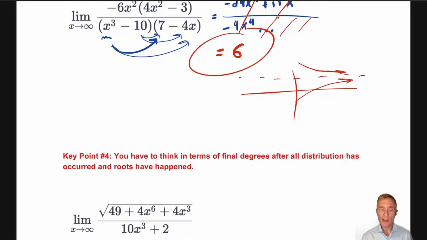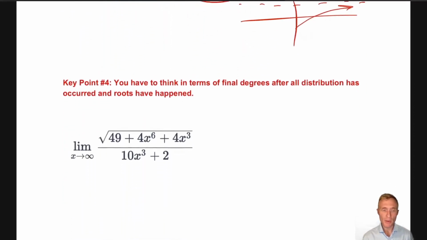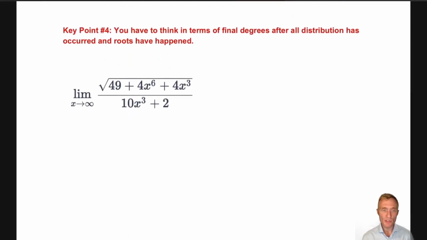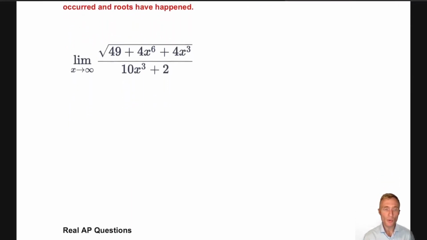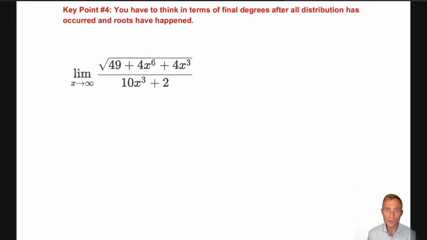So try to apply that, but apply it to this one. The limit as x approaches infinity of the square root of 49 plus 4x to the sixth plus 4x cubed, all over 10x cubed plus 2.